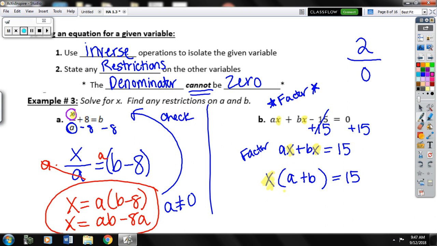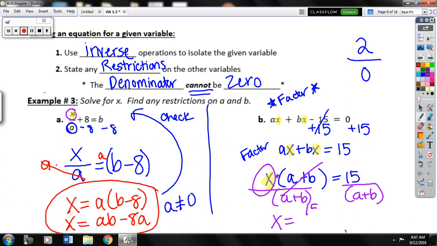If you do not want to distribute, you will undo what you just did. What do I need to do to isolate my x? I'm going to leave this where it's at, and I'm going to move this over. Savannah? No. Parker? Divide. Right now, x is being multiplied by a plus b. The inverse of multiplying is dividing. And you will want to keep them grouped. So our final answer is x equals 15 divided by the quantity a plus b.